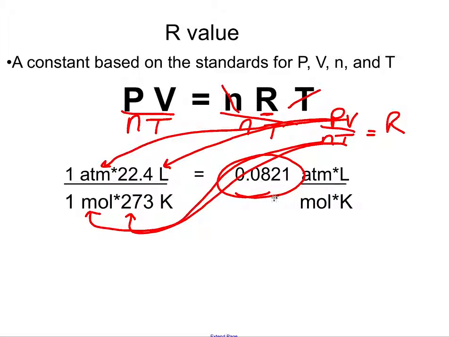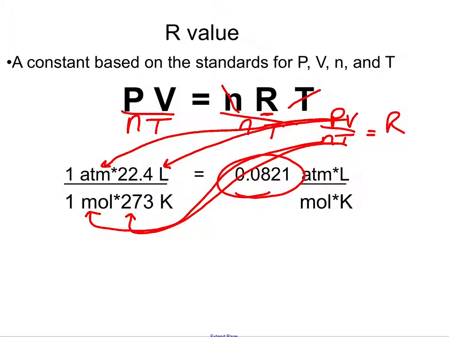Now look at the units. None of them cancel. Atm has nothing to cancel with, so it's atm times liter over moles Kelvin. So there are crazy units, but like I said, if you just remember to plug in 0.0821 in the R spot, then you're going to be able to solve any of these problems.